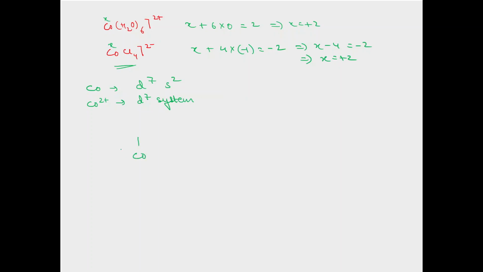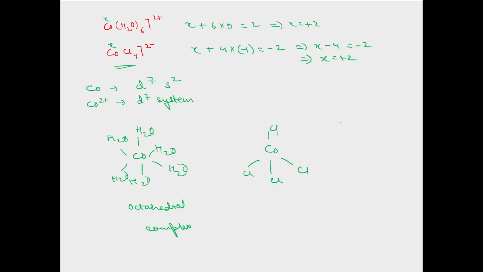Now in one case there are 6 water ligands, and in the other case there are 4 Cl ligands. So [Co(H2O)6] is an octahedral complex, whereas this [CoCl4] is a tetrahedral complex.